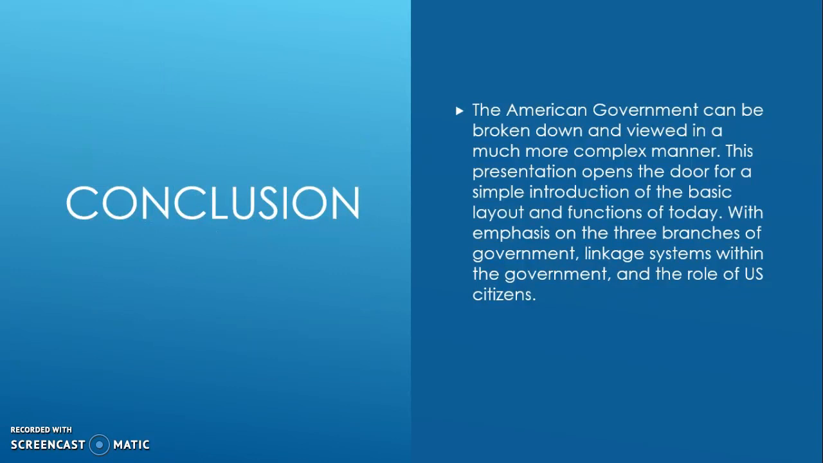In conclusion, the American government can be broken down and viewed in a much more complex manner. This presentation opens the door for a simple introduction of the basic layout and functions of today, with emphasis on the three branches of government, linkage systems within the government, and the role of the U.S. citizens.